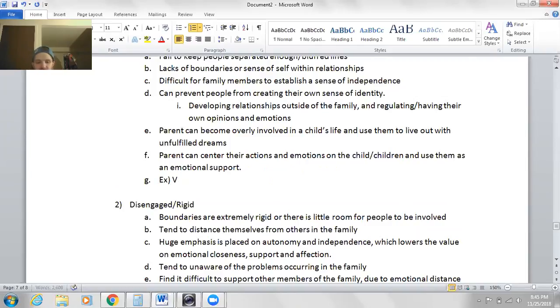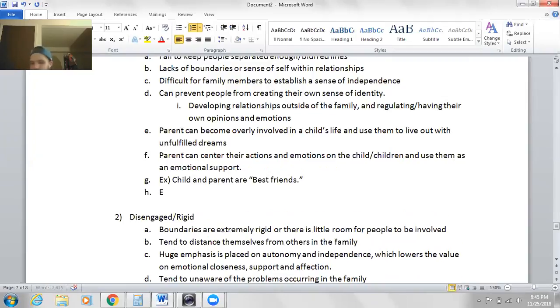So the first example is child and parent are best friends. And then another is parent tells child that they are cheating on other parent, or vents to them.